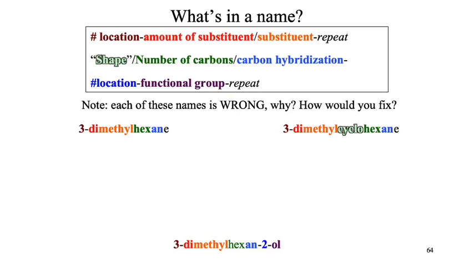So this one becomes a little bit more challenging because it's not just alkanes, right? So we still have that hex, 1, 2, 3, 4, 5, 6, but now we have an alcohol. Where's that alcohol located? Position 2. That OL, I would have to know the OH.